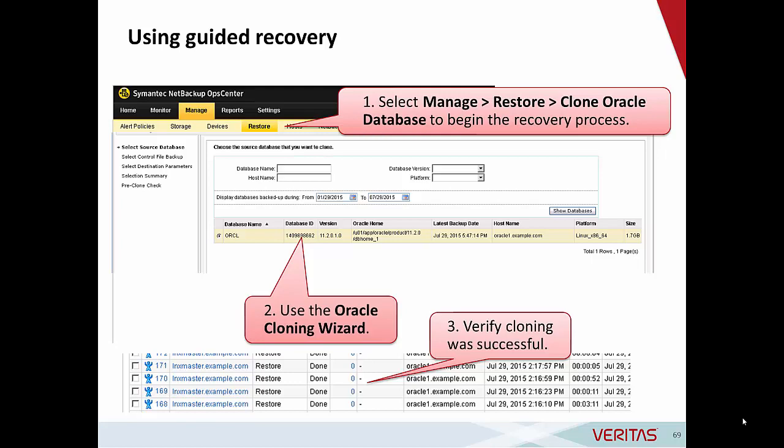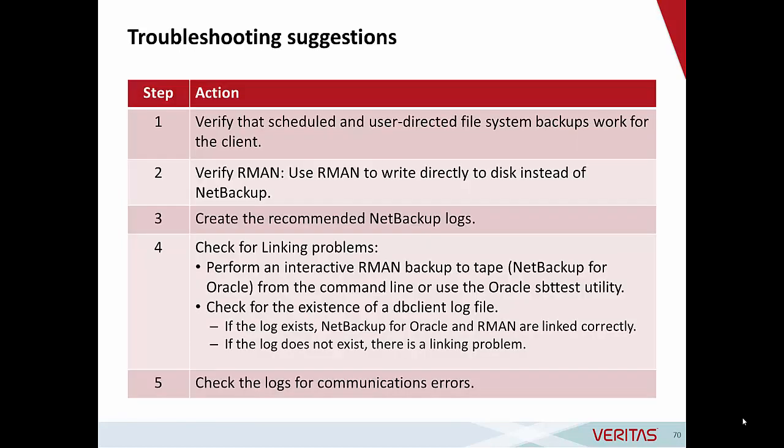Here are some troubleshooting suggestions. Firstly, verify that scheduled and user-directed file system backups work for the client. If those seem to work okay, then let's try to verify RMAN syntax. Try using RMAN scripts directly instead of using intelligent policies, and try to have RMAN write directly to disk instead of to NetBackup. That can help isolate whether RMAN itself is the problem or whether NetBackup is the problem. There are detailed logs that can be created on the NetBackup side that can be useful for troubleshooting.